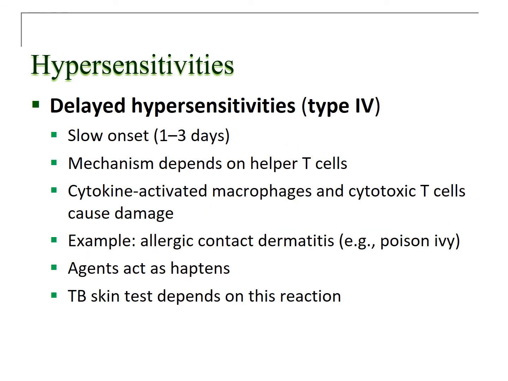Delayed hypersensitivities, or type 4, have a slow onset, and their mechanism depends on helper T cells. In this, you've got T cells, cytotoxic T cells and macrophages that have been activated by cytokines that are causing the damage. An example of this can be allergic contact dermatitis, and poison ivy is a great example of this. The agents here act as haptens, and actually a tuberculosis skin test depends on this particular reaction.